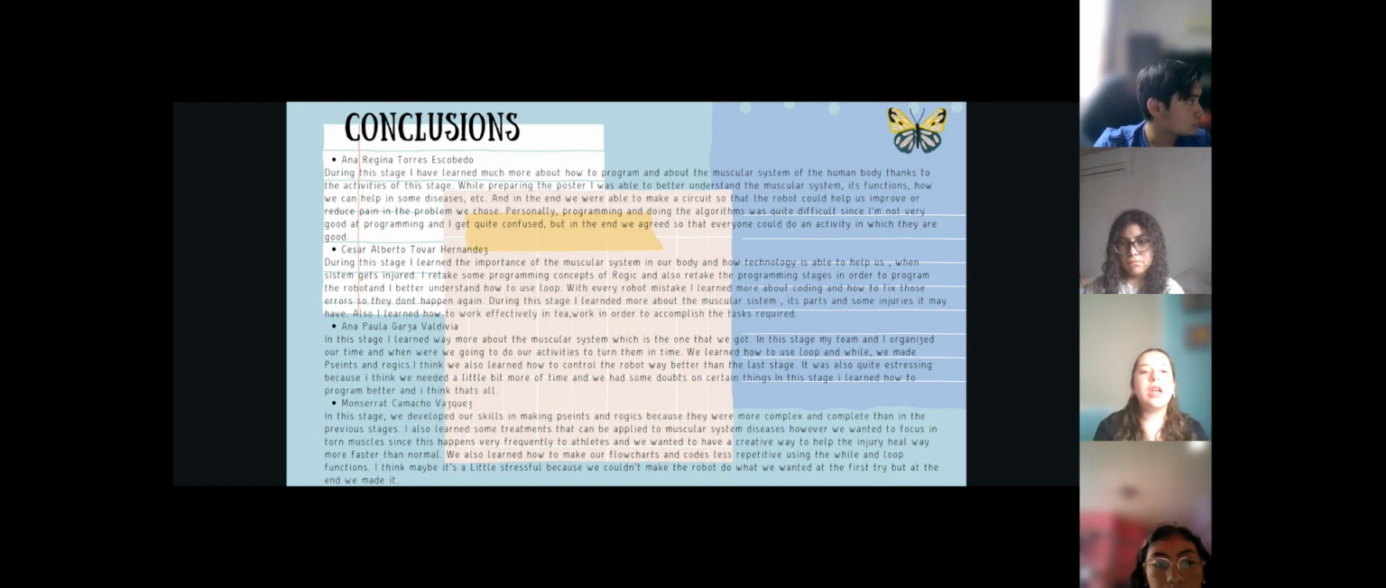In this stage, I learned way more about the muscular system, which is the one that we got. In this stage, my team and I organized our time and when we were going to do our activities to turn them in on time. We learned how to use loops and, well, we made designs and robotics. I think that we also learned how to control the robot way better than the last stage. And it was also quite stressing because I think we needed a little bit more time and we had some doubts on certain things. But in this stage, I also learned how to program better, and I think that's all.